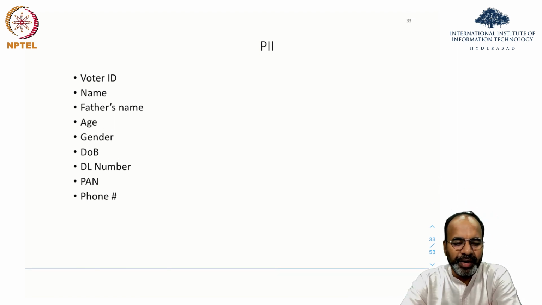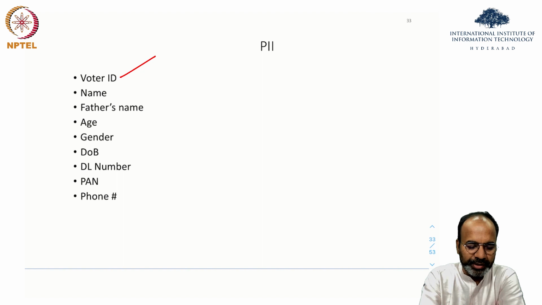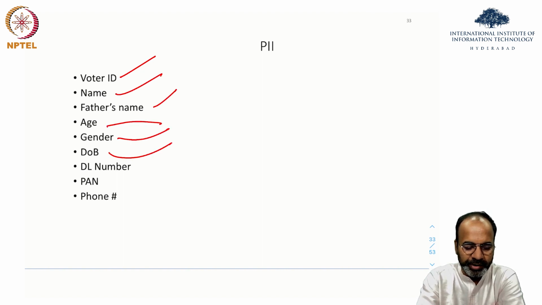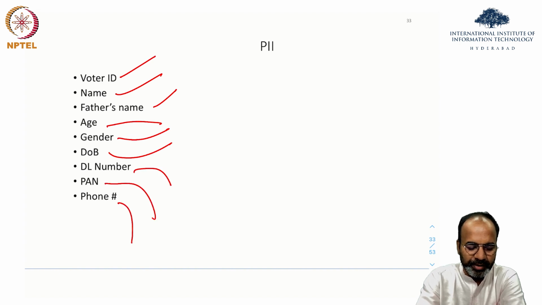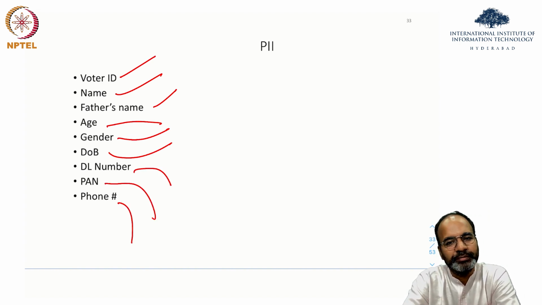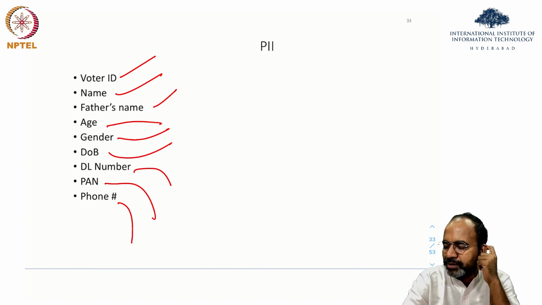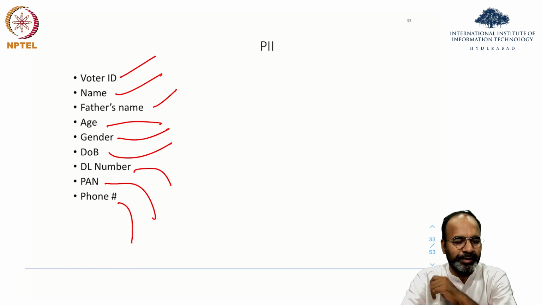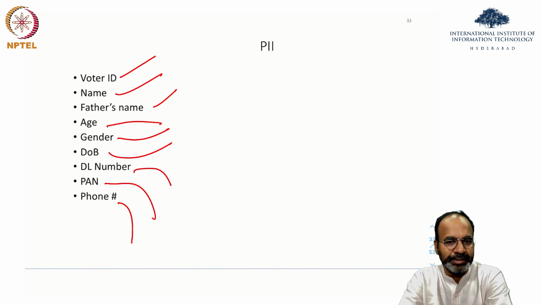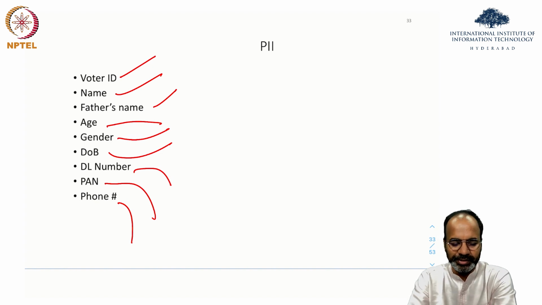A simple list of what PII could be: voter ID details, which can give you a lot more information: your name, father's name, age, gender, date of birth, driver's license number, PAN number, and phone number. We can generate a longer list also. I'm sure you can add some very specific attributes, information about us, to this list. If you find something that we can add to this list and which is personally identifiable, please send it to the email list. We can take a look at it and have a conversation there.